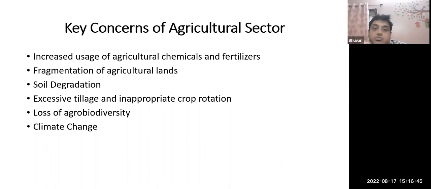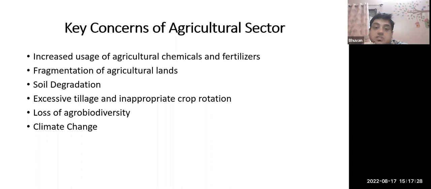Then we have the fragmentation of agricultural lands. Basically, the land holdings are getting smaller and smaller because of increased population pressure. The division of agricultural land leads to fragmentation, and that basically threatens the agri ecosystem. Then we have soil degradation. Basically, the use of fertilizers, pesticides, and unsustainable farming practices is leading to soil degradation, soil salinization, increased soil pollution and soil erosion. So that is also a key concern which is threatening the agriculture sector.